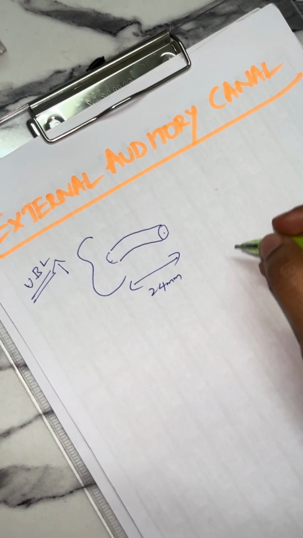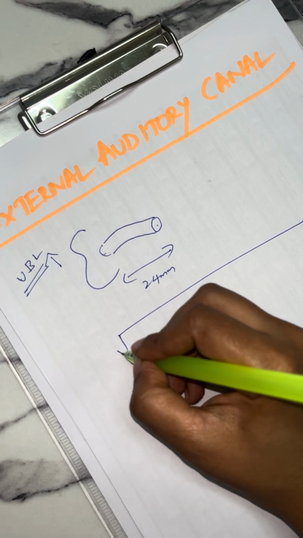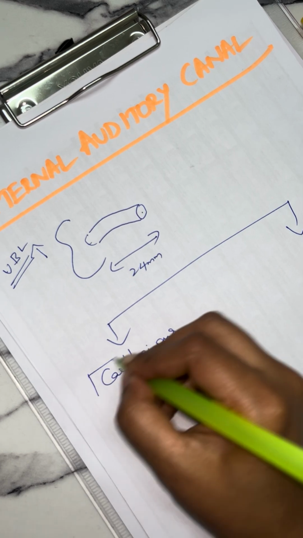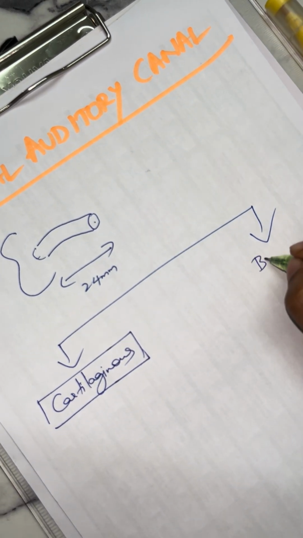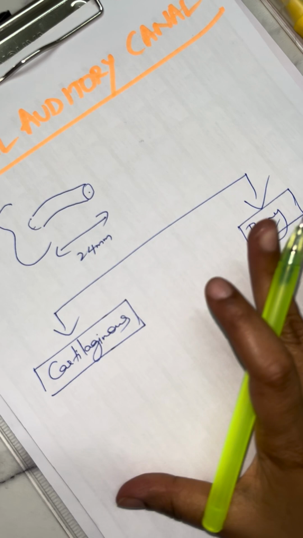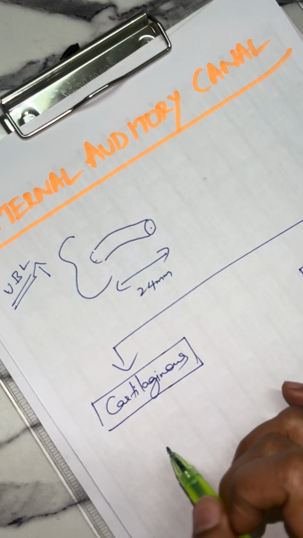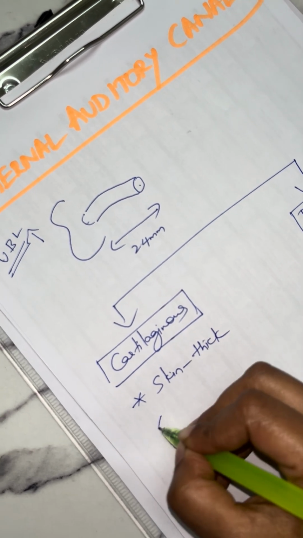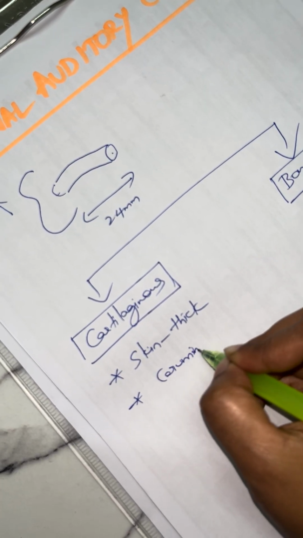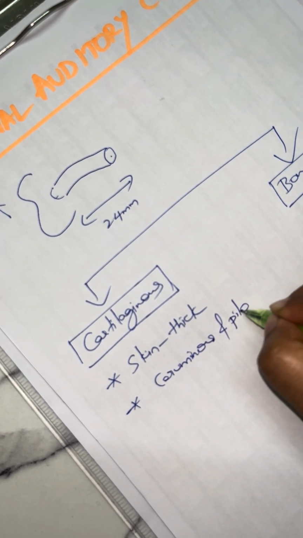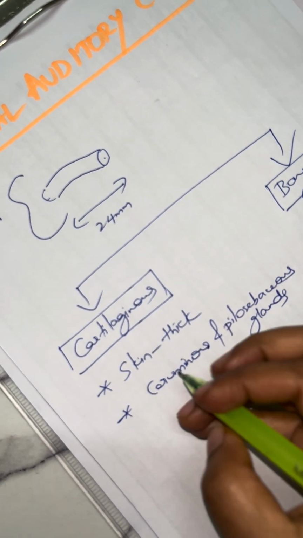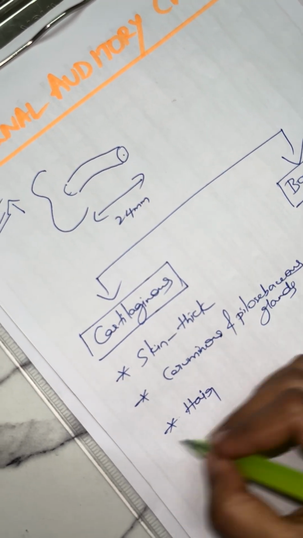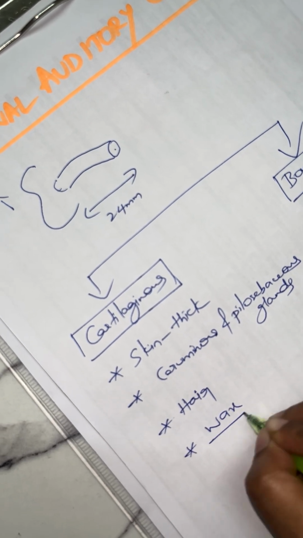Now, the external auditory canal is actually divided into two parts. One is the cartilaginous part and the other is the bony part. These two parts are totally different from each other. About the cartilaginous part: here, the skin is thick and it contains ceruminous and pilosebaceous glands. This is the only part of the external auditory canal which has hair, and this is the main part which produces wax.